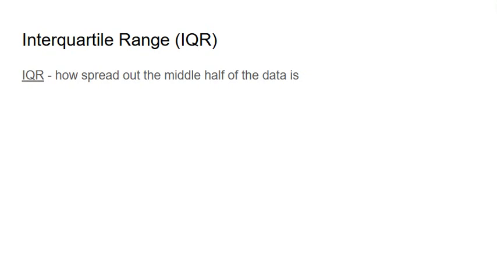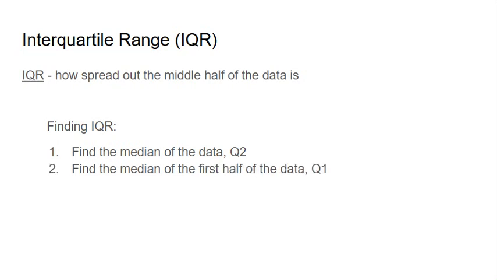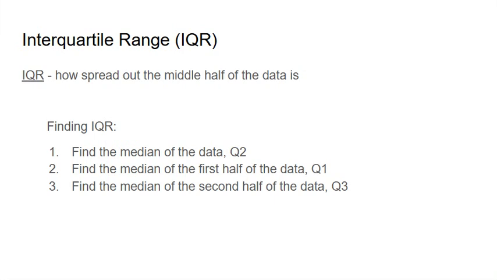The IQR is a measure of how spread out the middle half of the data is. And to find the middle half, we're going to have to find the middle of the data. First, we find the median of the data, and we're going to call this Q2. Then we find the middle of the first half. Because it's going to be the end of the first quarter, we're going to call that Q1. And then we find the middle of the second half, which is going to correspond with the middle of the third quarter of the data, so we're going to call that Q3. Last but not least, to find out how far apart the Q3 and Q1 are, we subtract Q1 from Q3.